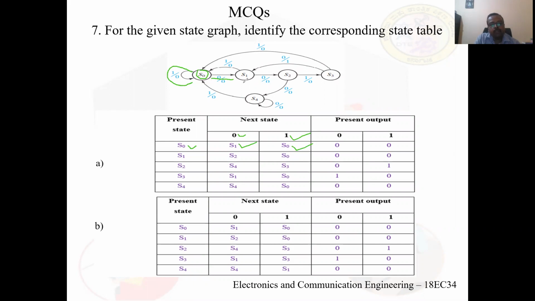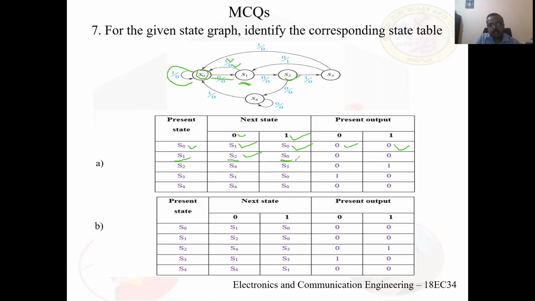And what was the output for this one? Output is 0 here, and for this one also the output is 0. Similarly, when the present state is S1 and the received input is 0, it will go to the state S2. Similarly for S3, it will go to the S0 state when the received input is 1.